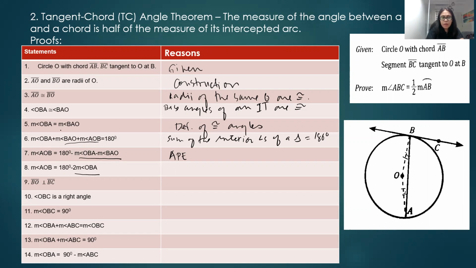In the previous statements, we were able to prove that the two angles here are congruent. If so, then their measures are equal. So we can substitute the measure of angle BAO with the measure of angle OBA. As a result, we come up with twice the measure of angle OBA. So this is about substitution.